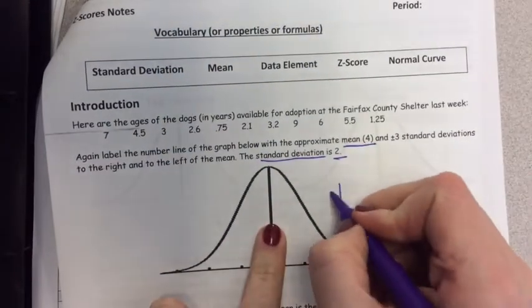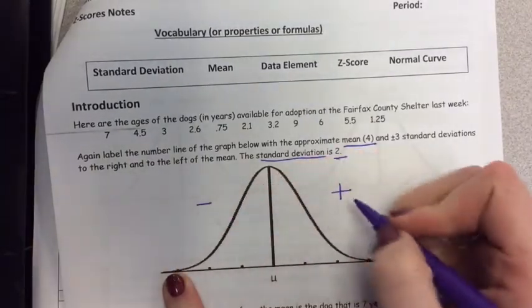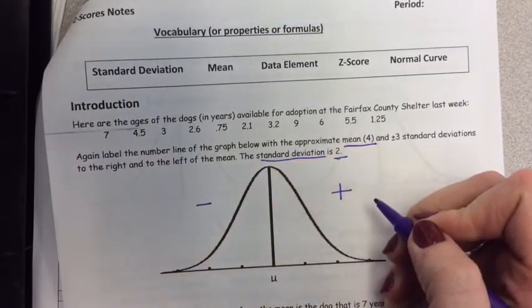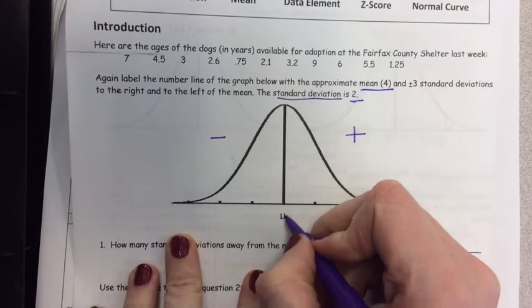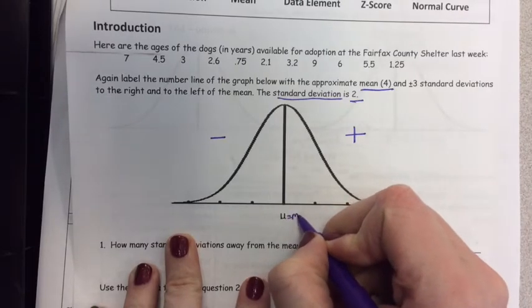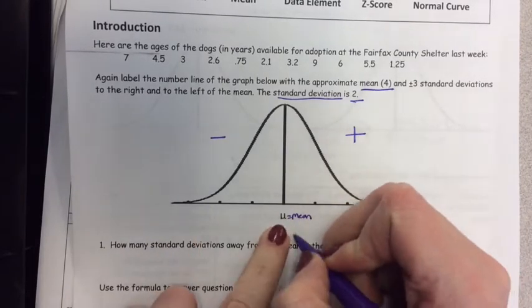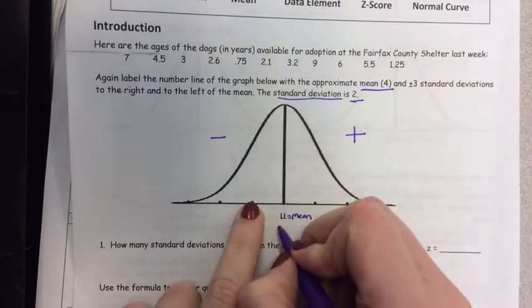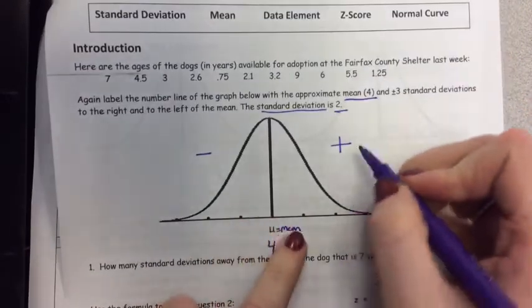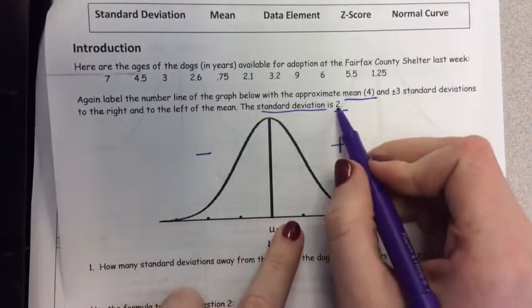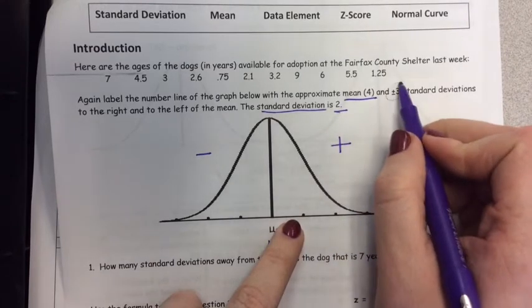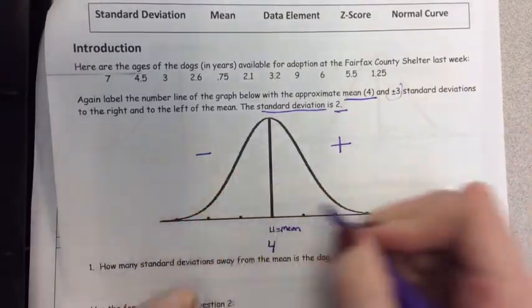So on this side is my positive side, this side is my negative side, just like on a regular graph. In the middle is my mean. This symbol means mean. So my mean in this case was 4. All right, so we need to add whatever our standard deviation is 3 times, or subtract on this side.